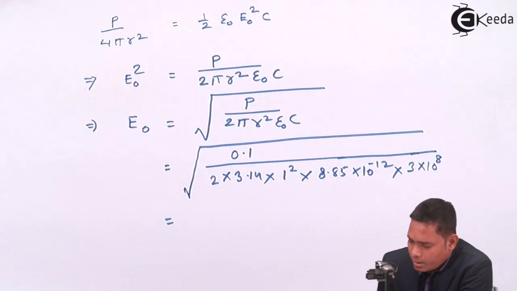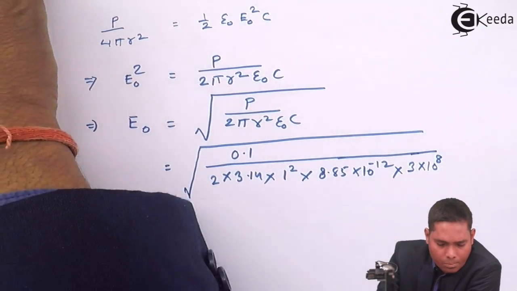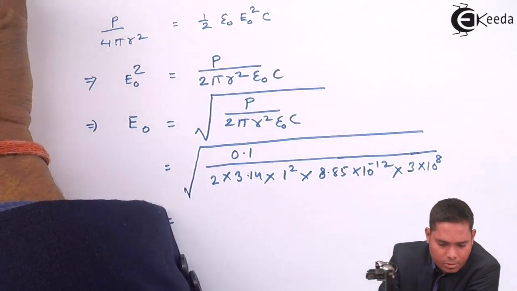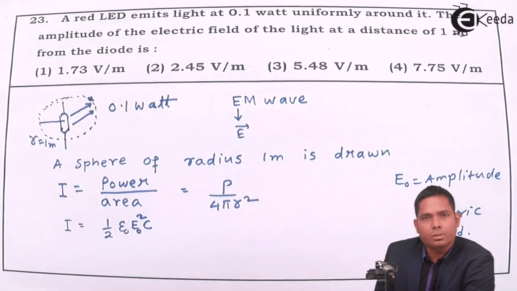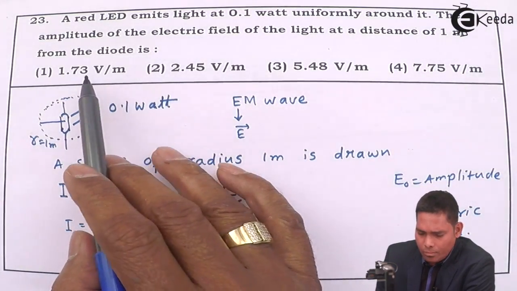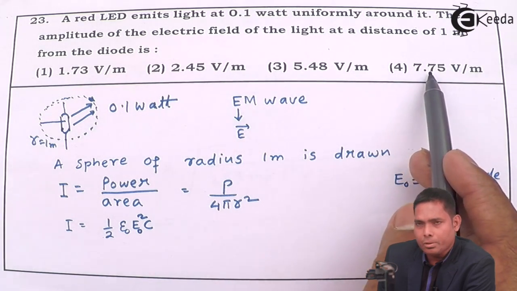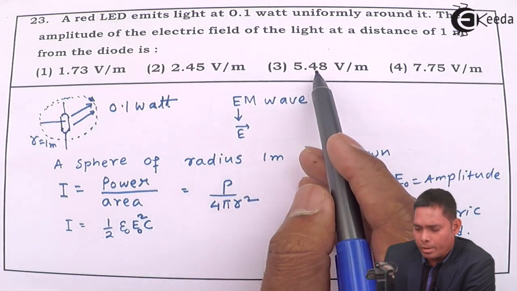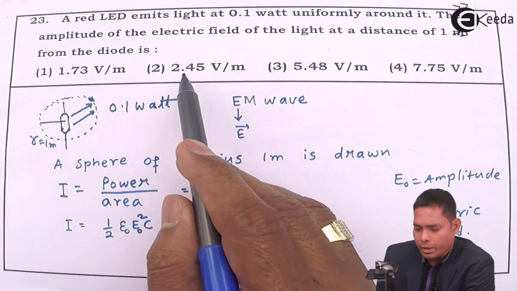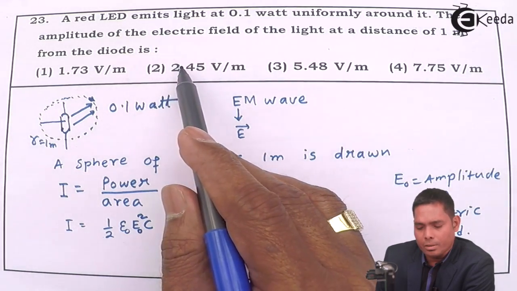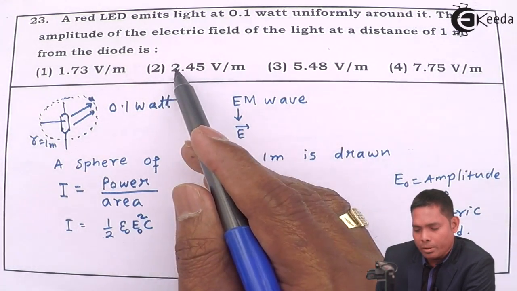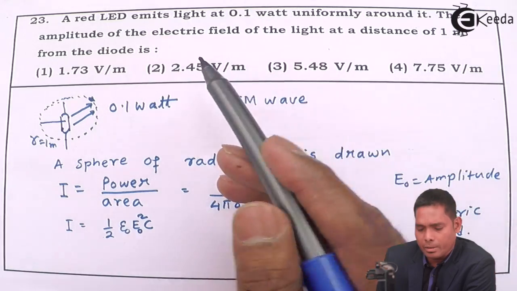First, let us roughly do that, because if you see the options, let us see the options first. The options are 1 point something, 2 point something, 5 point something, 7 point something, that you have to keep in mind. You don't have to actually solve for this. If you are getting 2 point something, then that must be the answer. You don't have to exactly calculate whether it is 2.3 or 2.4 or 2.8, it doesn't matter.